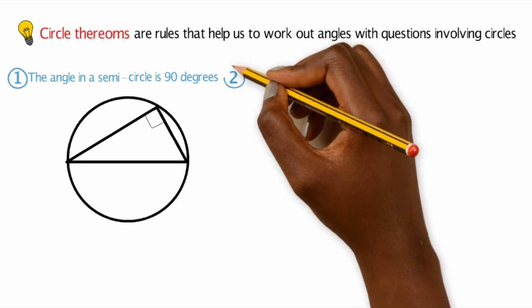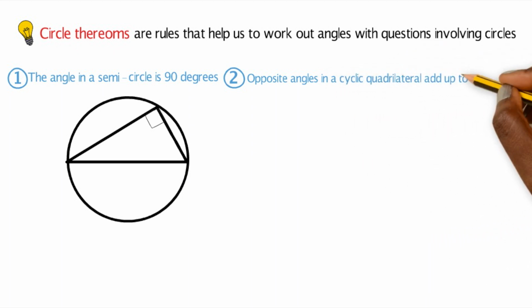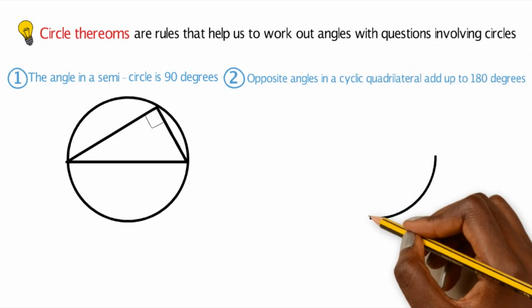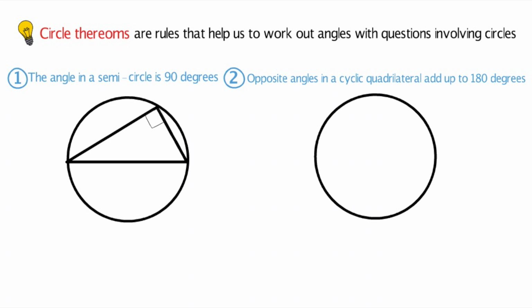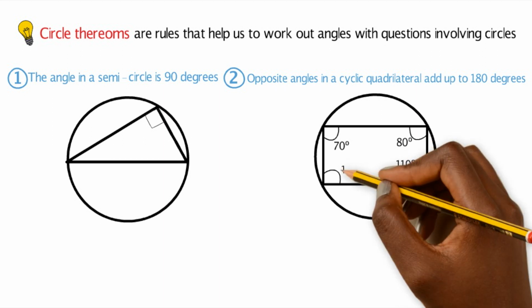The second rule I want to tell you about is opposite angles in a cyclic quadrilateral add up to 180 degrees. So again, we've got another circle and we've got our quadrilateral. Notice that with this rule, all points of the quadrilateral need to touch the circle. So for instance, if one end is 70, the other end is 110 degrees. And for example, if one end is 80, the opposite angle would be 100 degrees.